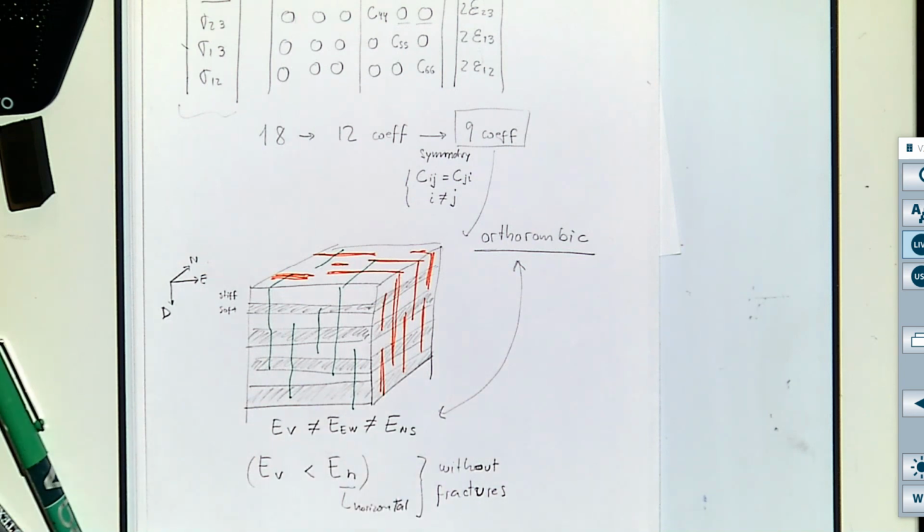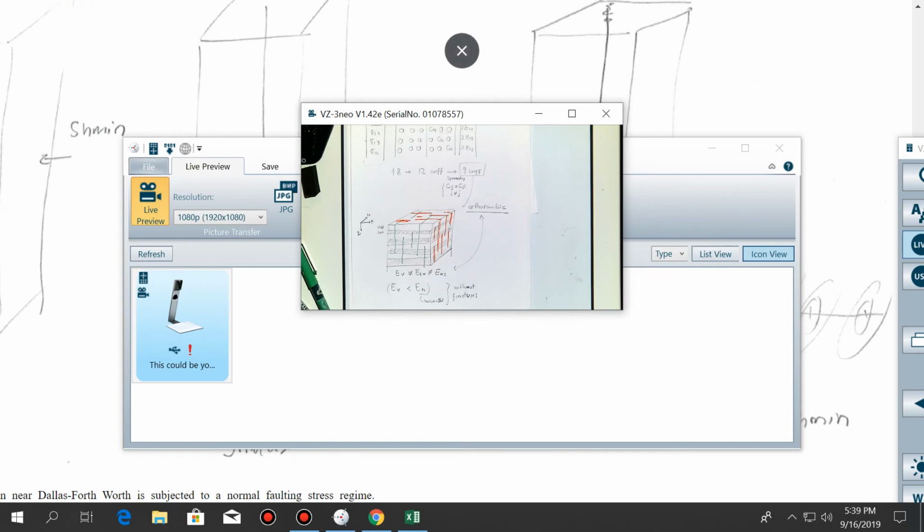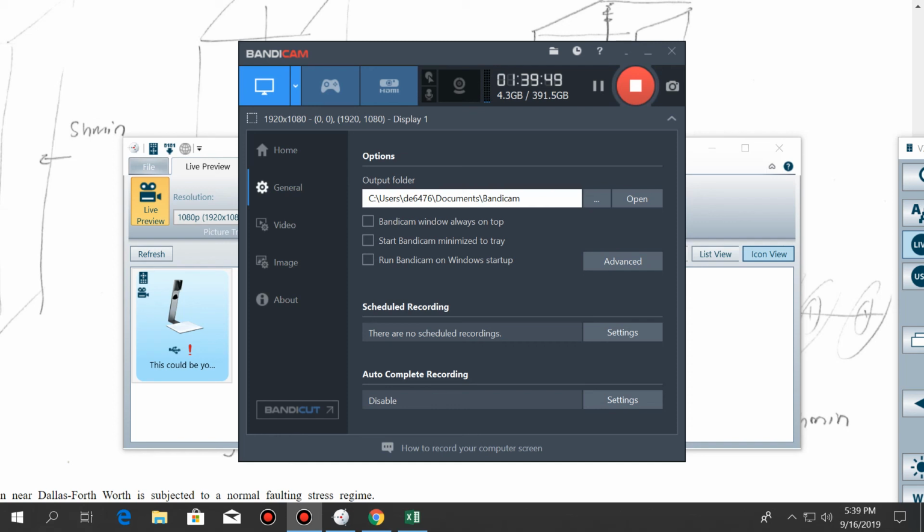Okay guys, I think that was enough for today. And we're going to talk on Wednesday about an exception to the normal shear decoupling. And then we're going to talk about VTI media, vertical transverse isotropic. I'll see you on Wednesday.